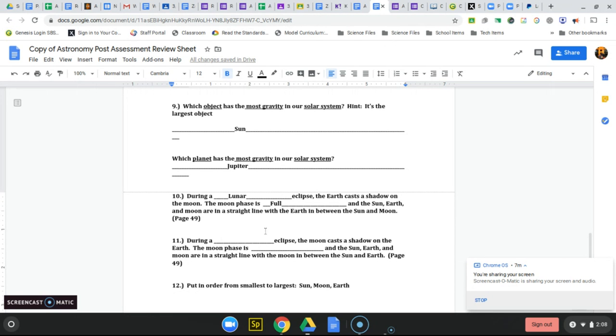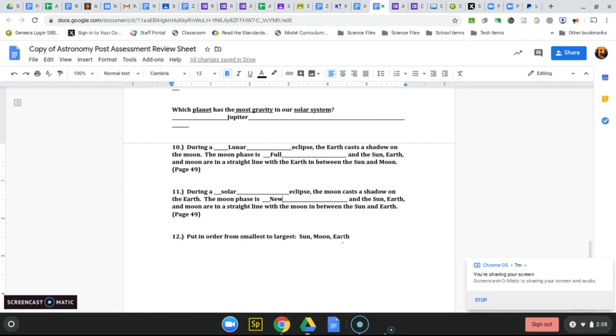Now, during a blank eclipse, the moon casts a shadow on the Earth. So during a solar eclipse, the moon casts a shadow on the Earth, and the moon phase is now new moon. Okay, so they're in a straight line again, but now you have the sun, you got the moon in the middle, and you got the Earth on the outside, so the moon's casting a shadow on the Earth.